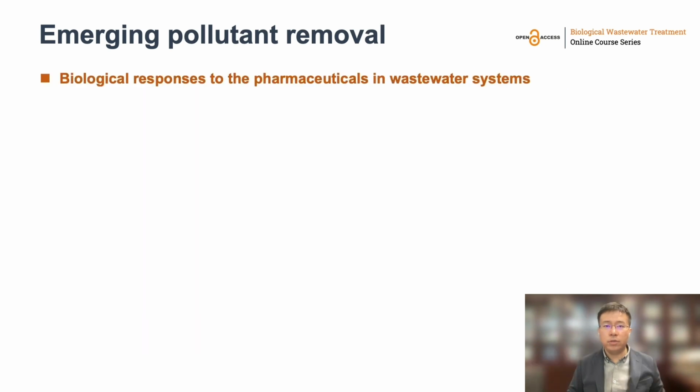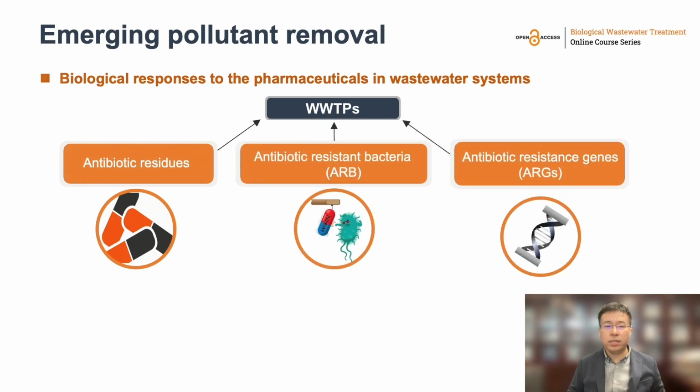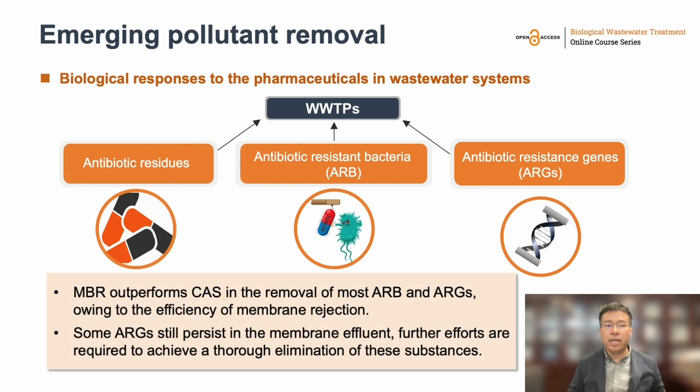The biological responses to the pharmaceuticals in wastewater systems are also noteworthy. Wastewater treatment plants, WWTPs, are potential reservoirs of antibiotic residues, antibiotic-resistant bacteria, ARB, and antibiotic-resistant genes, ARGs, and the release of these contaminants into the environment is considered to be risky to the ecosystems and human health. It has been reported that the MBR outperforms the conventional activated sludge process in the removal of most ARB and ARGs, owing to the efficiency of membrane rejection. However, some ARGs still persist in the membrane effluent, and further efforts are required to achieve a thorough elimination of these substances.